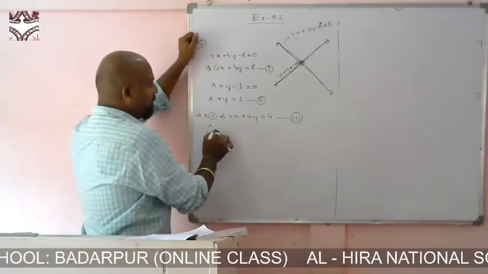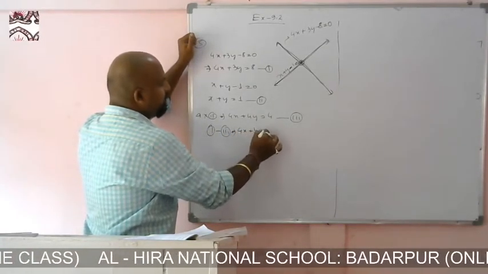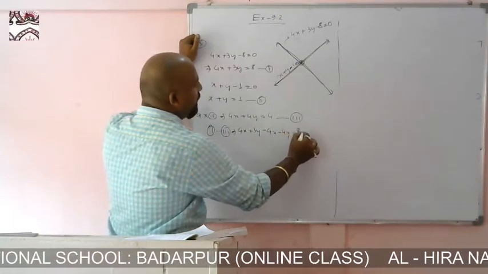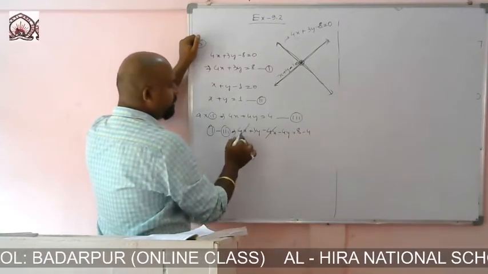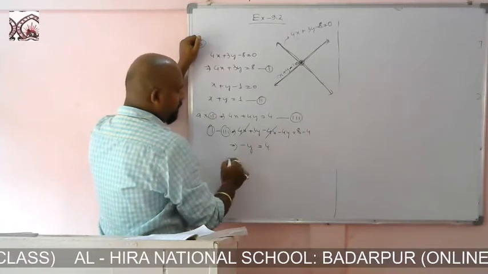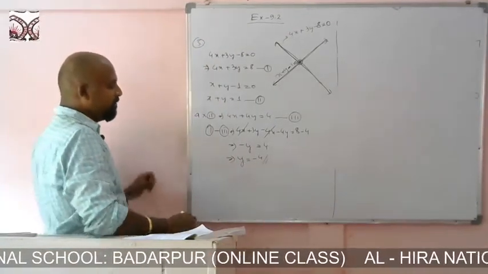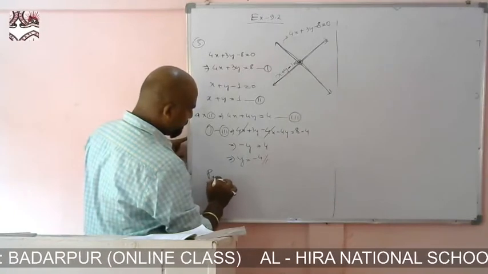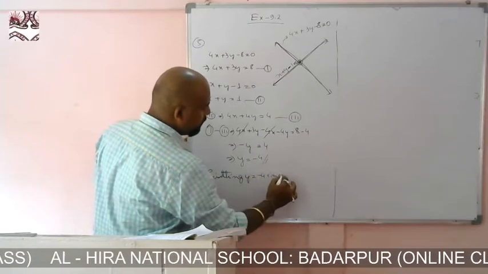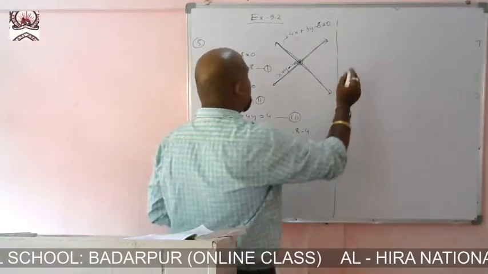Okay. Now if I subtract equation 1 minus equation 3, what is the value? 4x plus 3y minus of 4x minus of 4y equal to 8 minus of 4. Okay. These two cancel each other. So 3y minus 4y is minus y equal to 4, implies y equal to minus 4. Okay. The value of y equal to minus 4. Therefore, putting y equal to minus 4 in equation 2, what is the value we are getting?